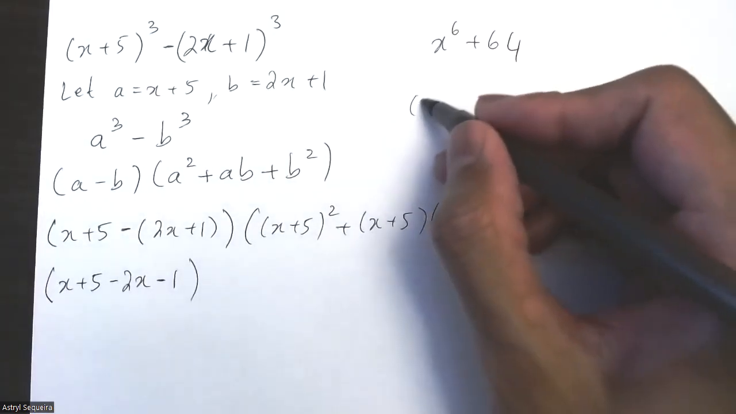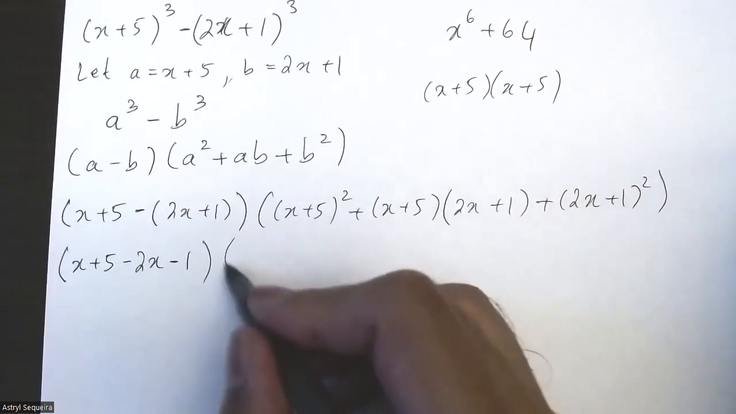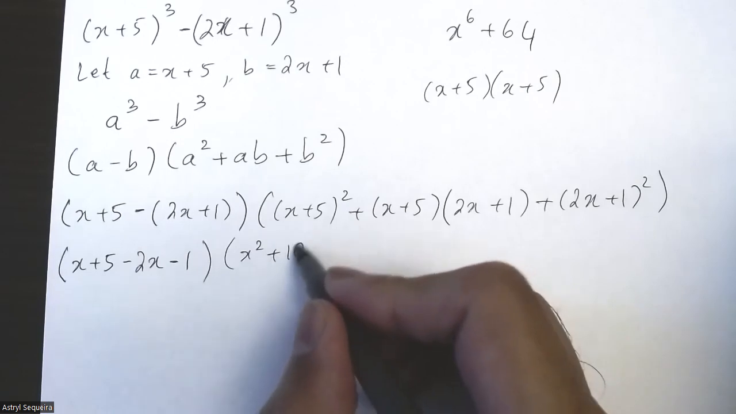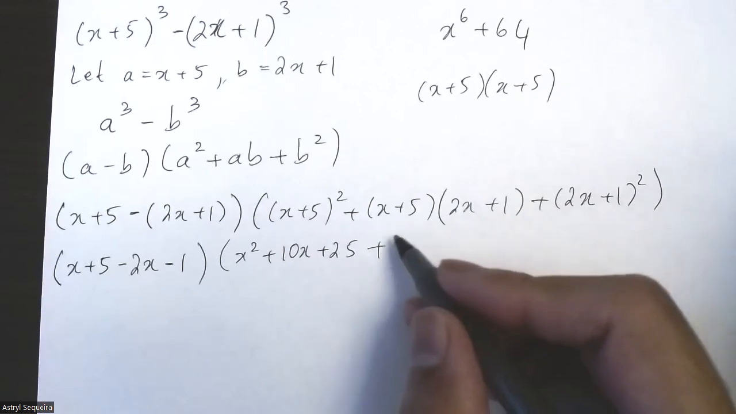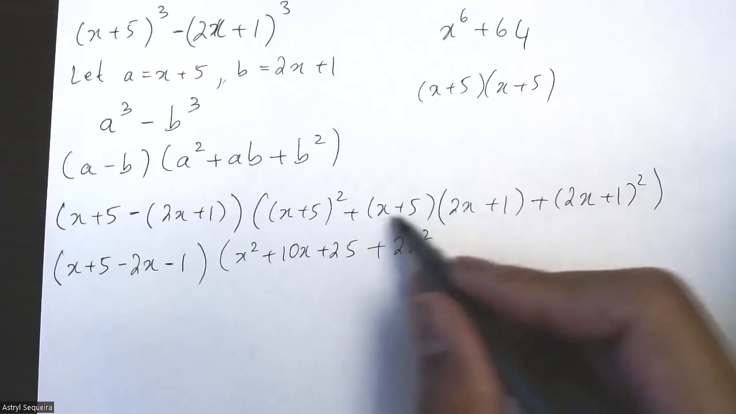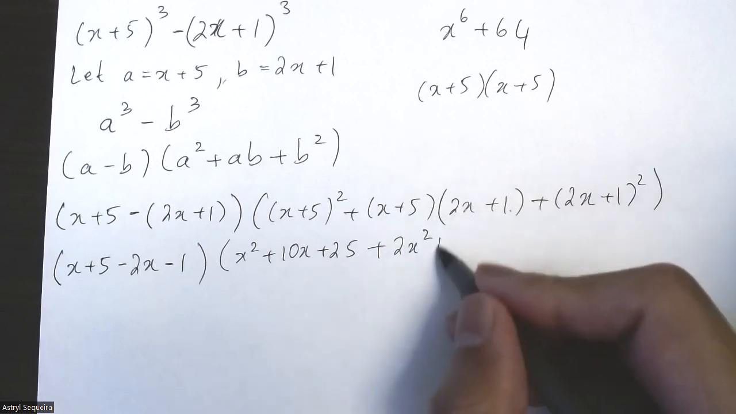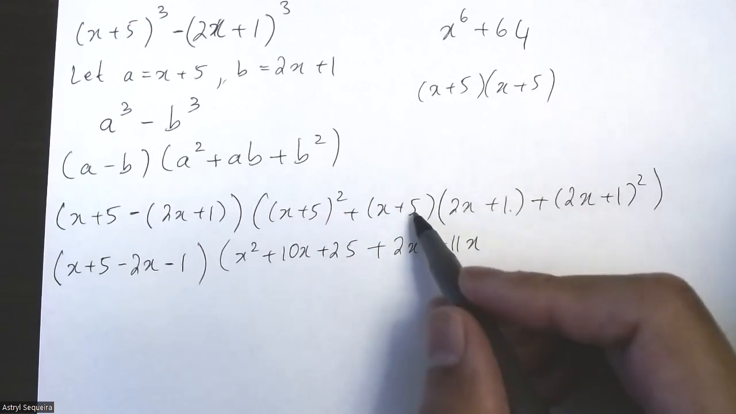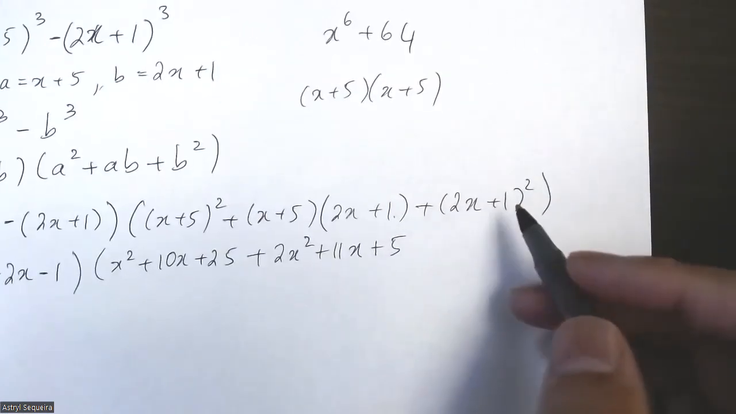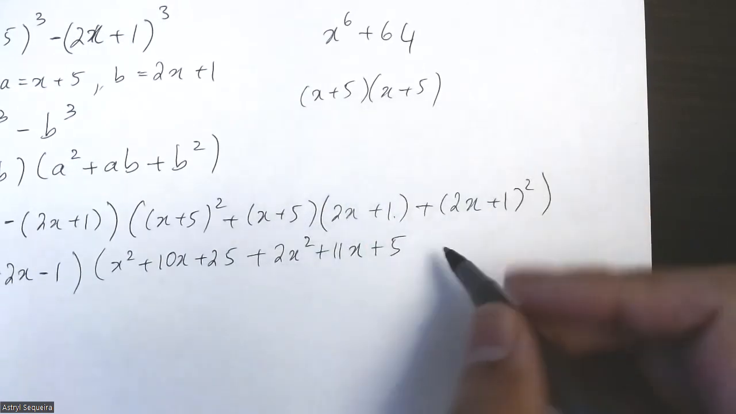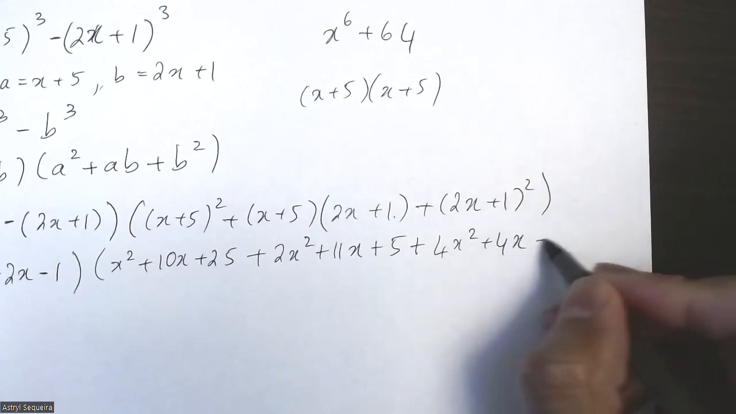I'm basically going to do x plus 5 times x plus 5, which is just x squared plus 10x plus 25. I'm going to FOIL out these two brackets as well. So that's 2x squared, and then this is going to be plus x plus 10x, so plus 11x plus 5. And this one I'm going to expand out just like I did over there with FOIL. So it's going to be 4x squared plus 4x plus 1.